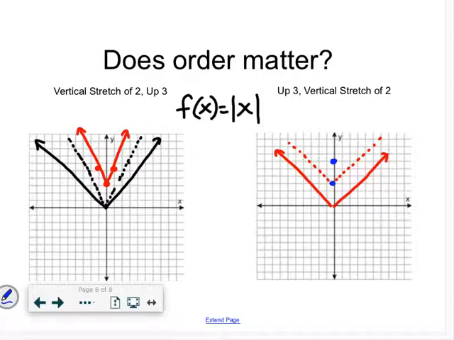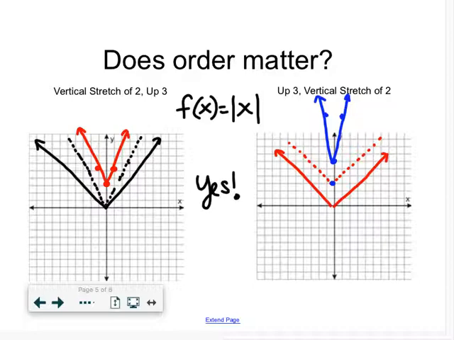This point was at 1, 4. When I multiply that by 3, I'm going to be at 1, 12. So that's somewhere up here. Same on the other side. And I get this graph right here. And so just looking at them, are my final graphs the same? No. So does order matter? The answer is yes. Now, actually, the answer is sometimes.